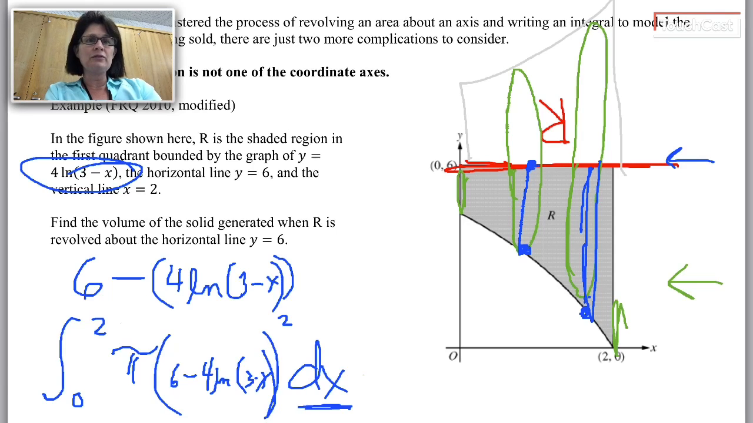I would not expect on the AP test that you'd be asked to actually integrate this. I would expect it would say something very specific like write, but do not evaluate an expression for the volume of the solid formed, and that's what we have here.